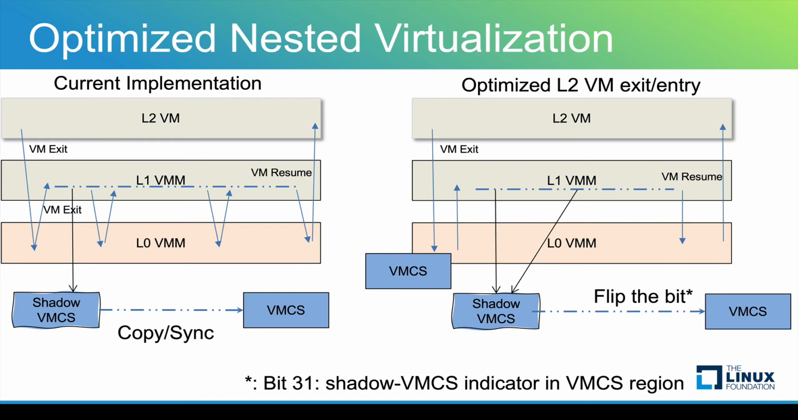Now, the optimization we have doesn't require copy or sync, because the shadow VMCS is identical to the real VMCS. We still need to intercept some limited VMCS fields accessed by the L1 VMM for security purposes, but the contents are basically the same, so we can just flip the bit.